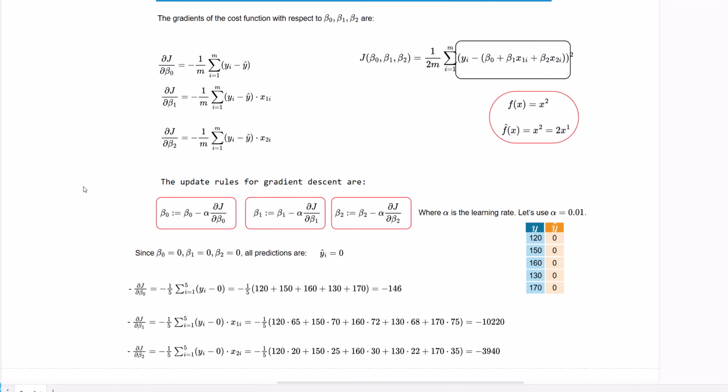Okay, now after calculating the gradient, I will try to update beta 0, beta 1, and beta 2, right? So beta 0 will be the old value, which was 0 in the beginning, minus the derivative of the gradient with respect to beta 0. I mean this formula here. We will find this, and it's beta 0 minus alpha. Alpha is the learning rate, the step size.